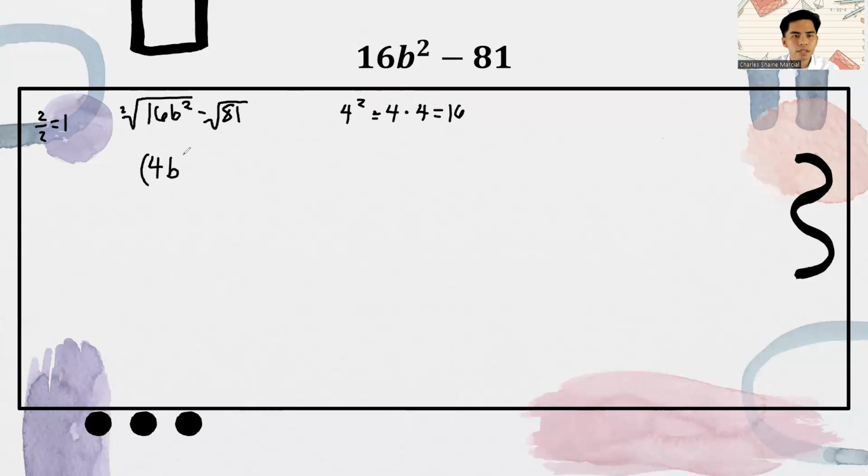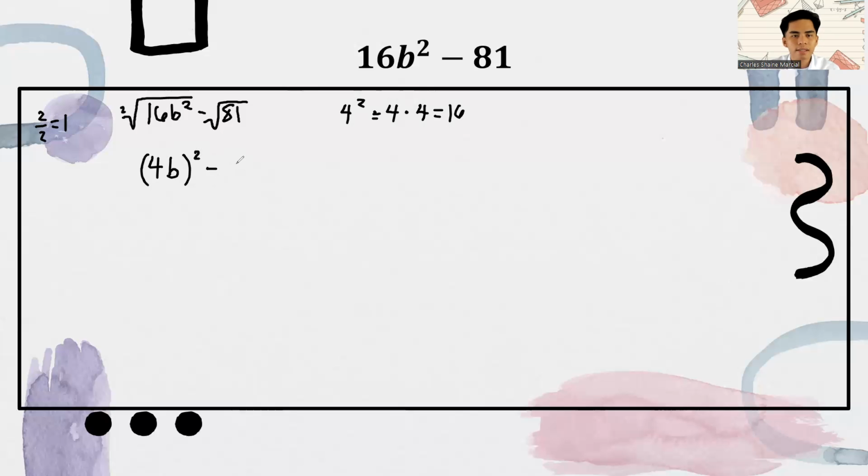And then of course, dapat i-square natin siya kasi kung hindi magiging 16b squared yung kalalabasan nitong 4b. So dapat naka-enclose siya sa parenthesis and i-square natin siya pareho. So kapag in-square natin si 4, 4 squared, that is equal to 16. Kapag in-square din natin si b, 1 times 2, that is equal to b squared. Okay? Then don't forget the subtraction or minus sign.